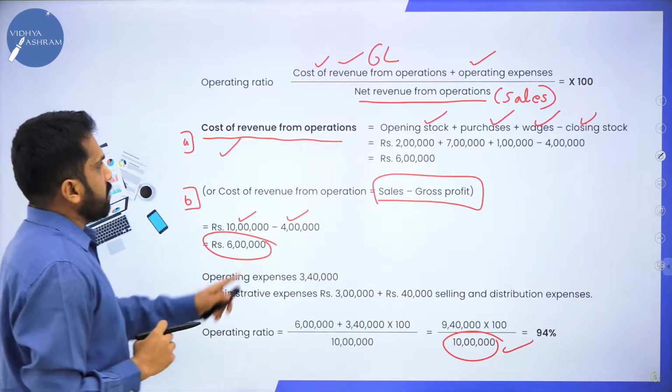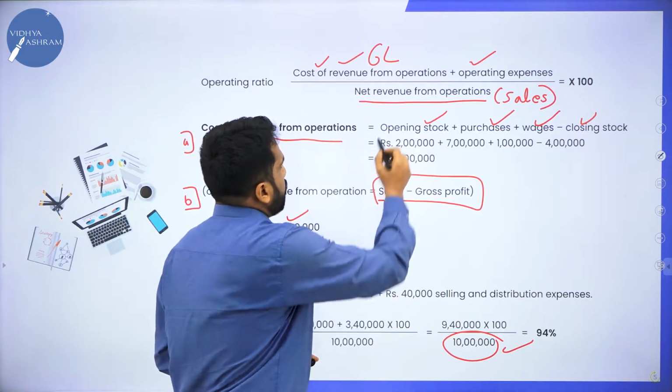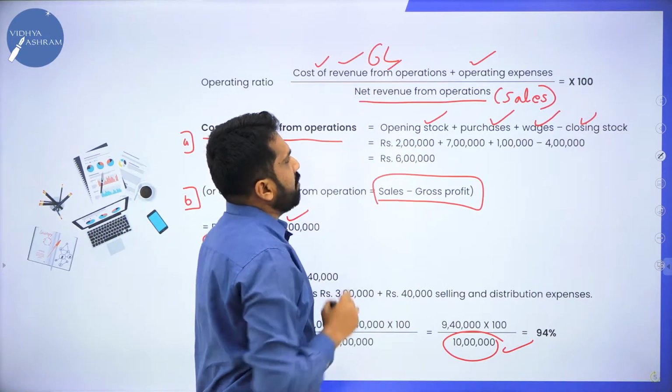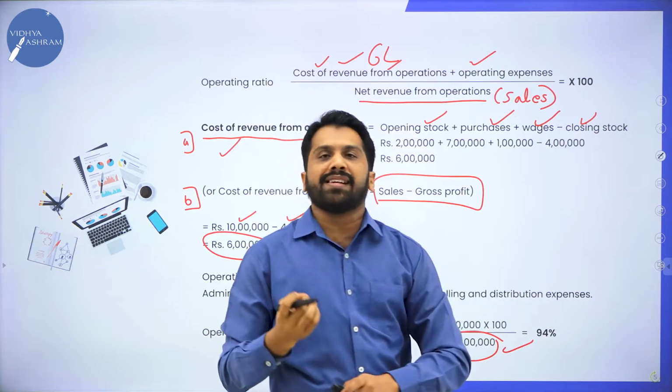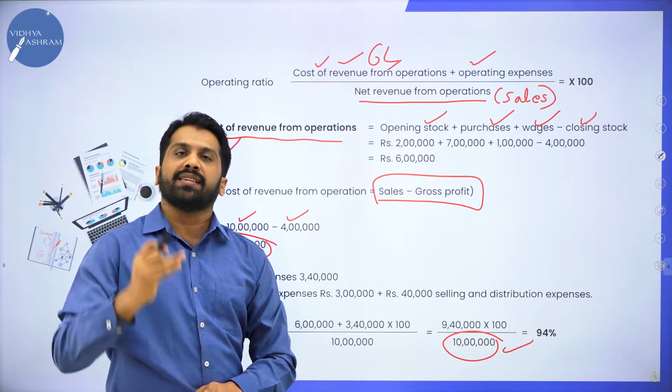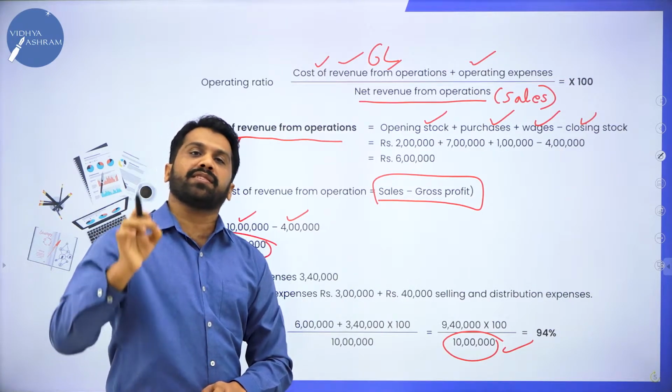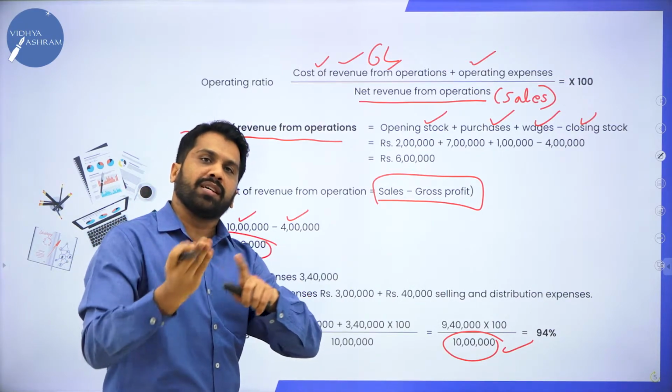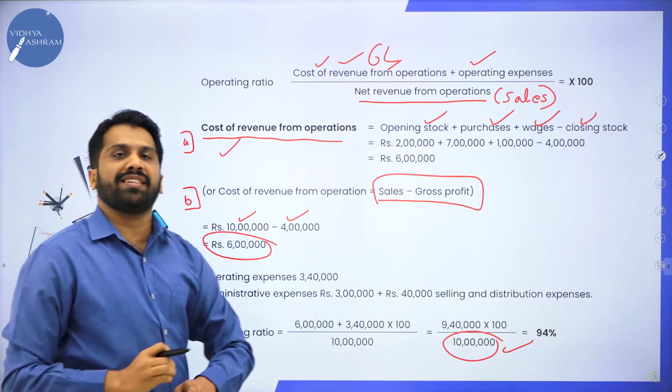Now we are clear about this 6 lakh. Now, how about your operating expenses? How to find out operating expenses? These operating expenses you will get in the question. We'll go back to the question. It will be easy for you.